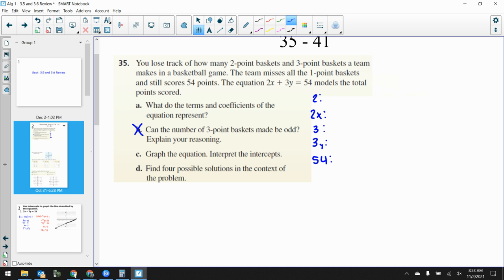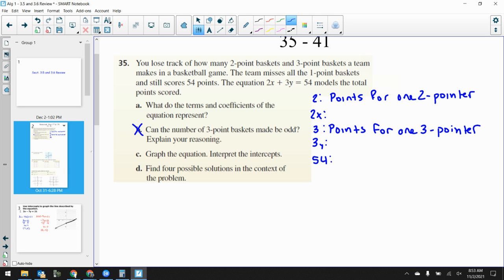All right, the 2, that represents the points for 1 2-pointer, right? Obviously, it's 2 points for a 2-point shot. And then same kind of thing for the 3. This is the points for a 3-pointer. For 1 3-pointer. Obviously, you get 3 points for every 1 3-pointer that you get.